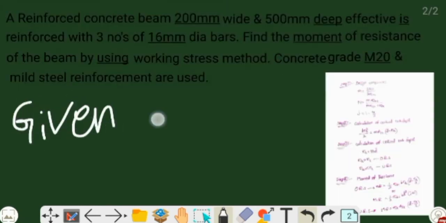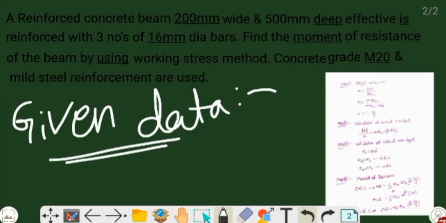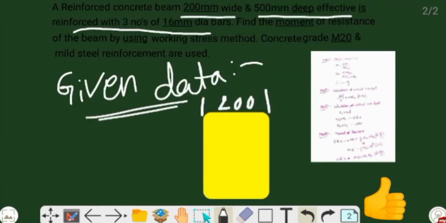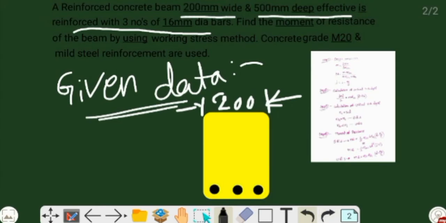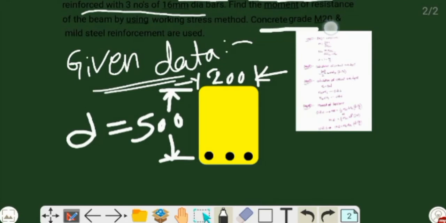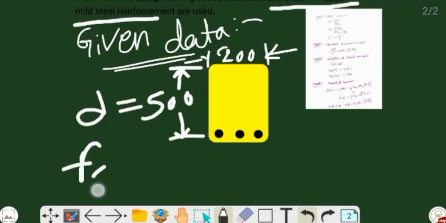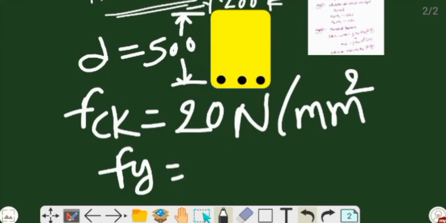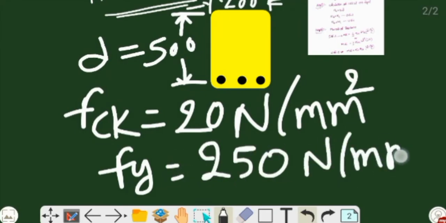In this problem, given a reinforced concrete beam 200 mm wide, 500 mm effective depth, and reinforced with 3 bars of 16 mm dia. B is 200 mm, and 3 bars of 16 mm dia, and effective depth 500 mm. In this problem, the effective depth is directly given, not the overall depth. The grade of concrete is M20, that is fck equal to 20 Newton per mm square. And given mild steel reinforcement, that is fy equal to 250 Newton per mm square.